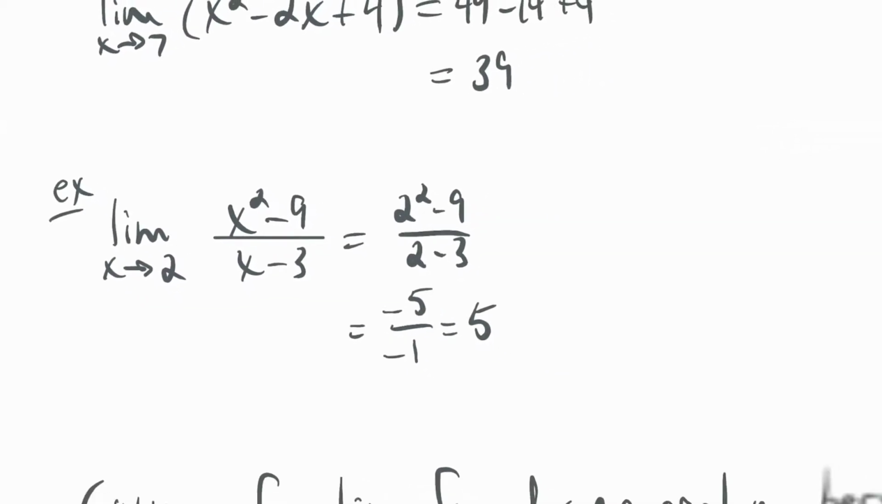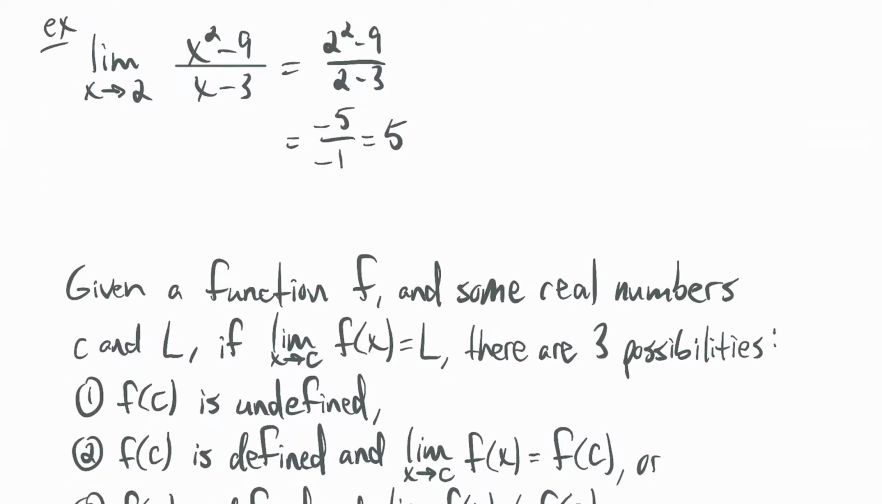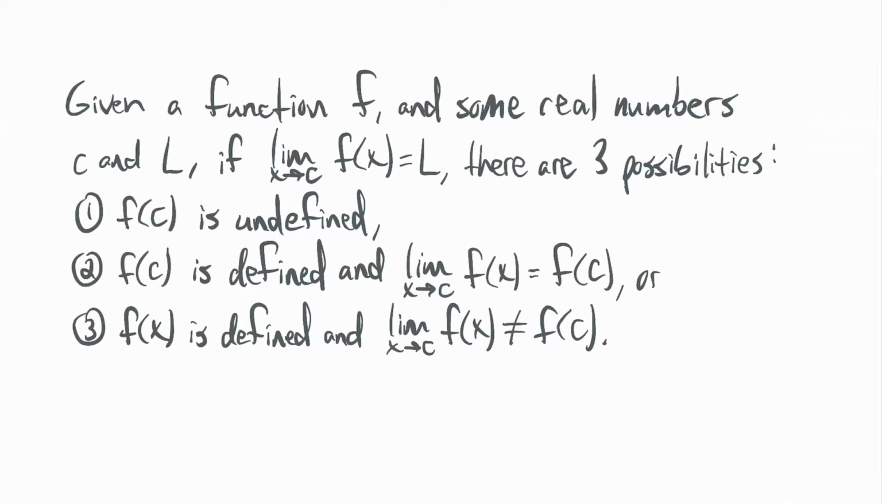Okay. So last thing here, let's talk about continuity a little bit, because the functions that are continuous are the ones for which that works. Whenever plugging in just works, we call the function continuous under those conditions. So let's say, given a function f and some real numbers C and L. C is where x is going. L is the value of the limit. If the limit as x goes to c of f of x is L, then there are three possible outcomes, given that the limit is a number that you get.